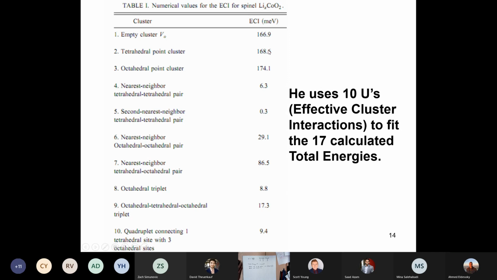Okay, but in any event, he's got all these different things. A triplet of octahedral sites that are filled, all these different interactions. Which ones did they pick? Well, they're not telling you why they picked these. They could have picked other interactions to try to fit, in their case, 17 total calculated total energies. So they used 10 of these U's to fit 17 calculated total energies.